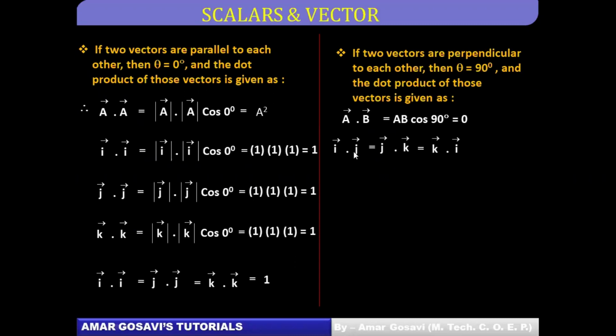i dot j, the angle is 90. j dot k, the angle between them is 90. k dot i, the angle between them is 90. We all know because the mutual angle between the x, y, and z axes is 90 degrees. They are perpendicular to each other.